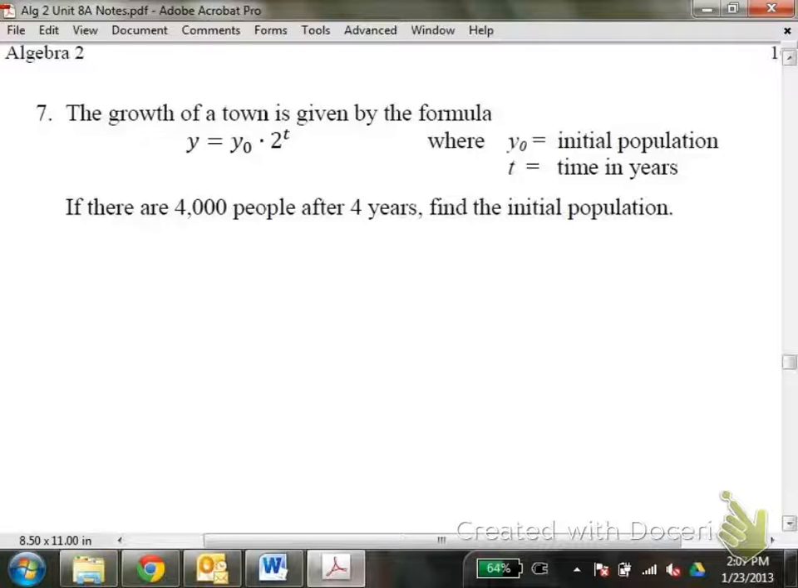So growth of a town is given by the formula y equals y sub 0 times 2 to the t. Y sub 0 is your initial population. T is the time in years. Now this one is tricky because they're giving us our information a little bit differently. If there are 4,000 people after 4 years, find the initial population. So where am I plugging 4,000? To y or to y sub 0?